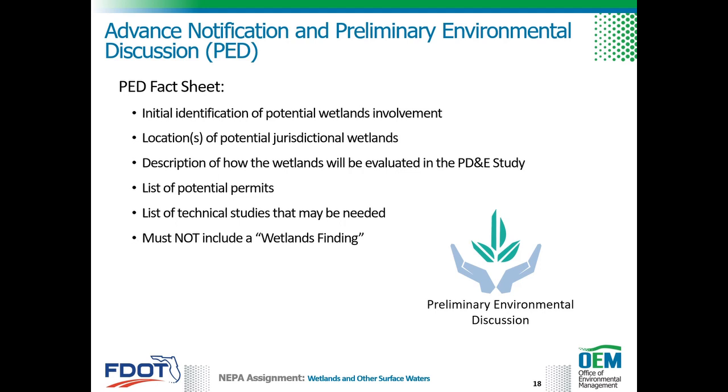The fact sheet may also include a list of permits that may be required and a list of technical studies that may be needed. The advanced notification must not draw any conclusions regarding the significance of the wetland involvement, since this would constitute a wetlands finding. Part 1, Chapter 3 of the PD&E Manual provides further information regarding the advanced notification and preliminary environmental discussion, as well as the computer-based NEPA introductory course, Preliminary Environmental Discussion and Advanced Notification.